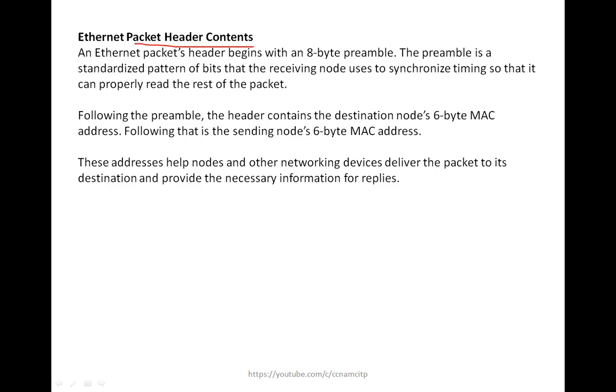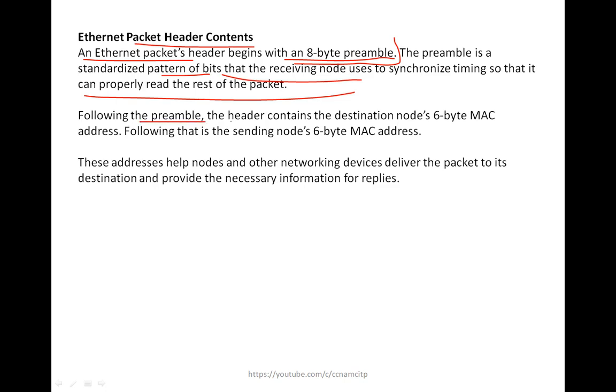Ethernet packet header contents. If we are talking about Ethernet packet header content, an Ethernet packet's header begins with an 8 byte preamble. The preamble is a standardized pattern that receiving nodes use to synchronize timing so that they can properly read the rest of the packet. So it is used to synchronize the communication or timing between the source and receiving device, so that it can read the data which has to arrive.